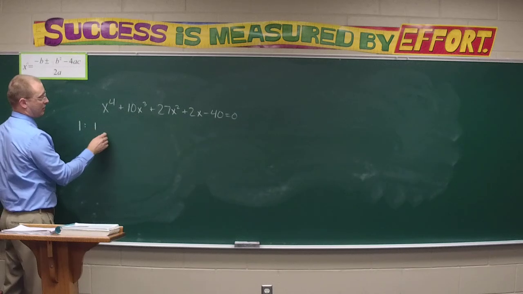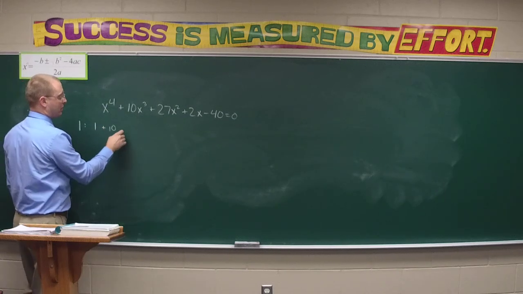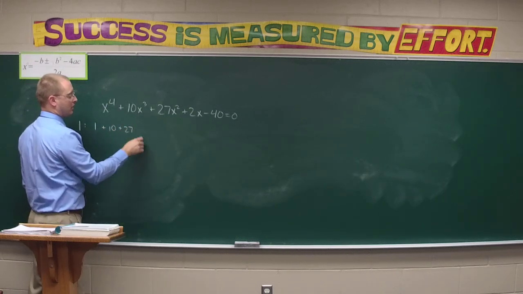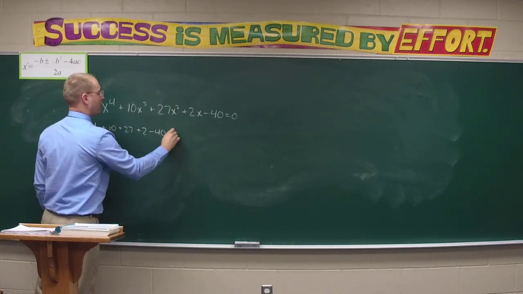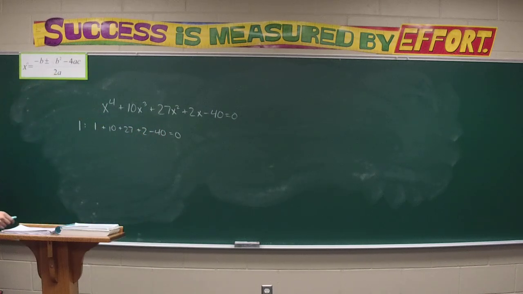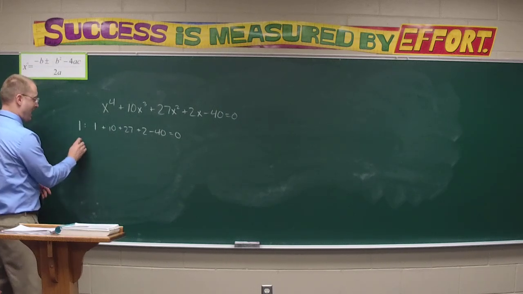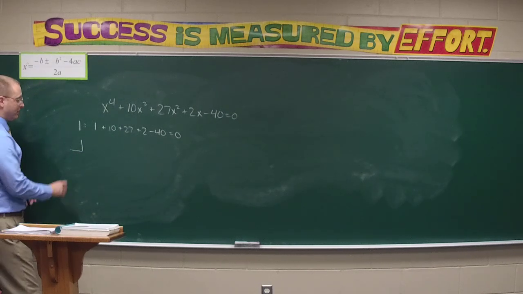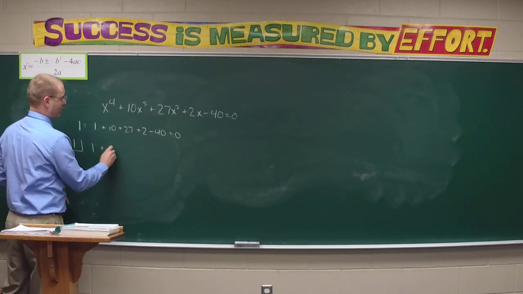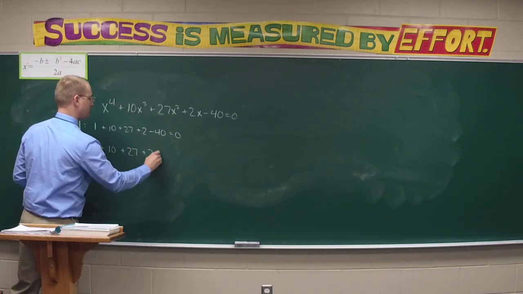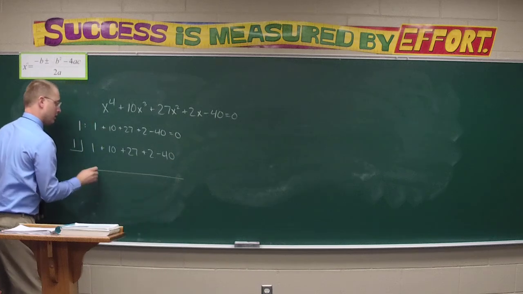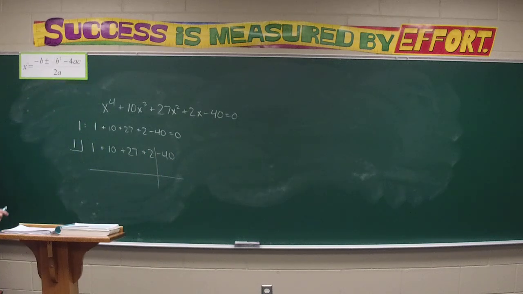1, 10, 27, 2, negative. And does that add up to 0? Yes. First try, look at that. All right, so in the half box, we put the 1, and next to it, we actually write down what we just wrote down. And since Genesis was deprived of a chance to really do much, we'll let Genesis take the synthetic division.